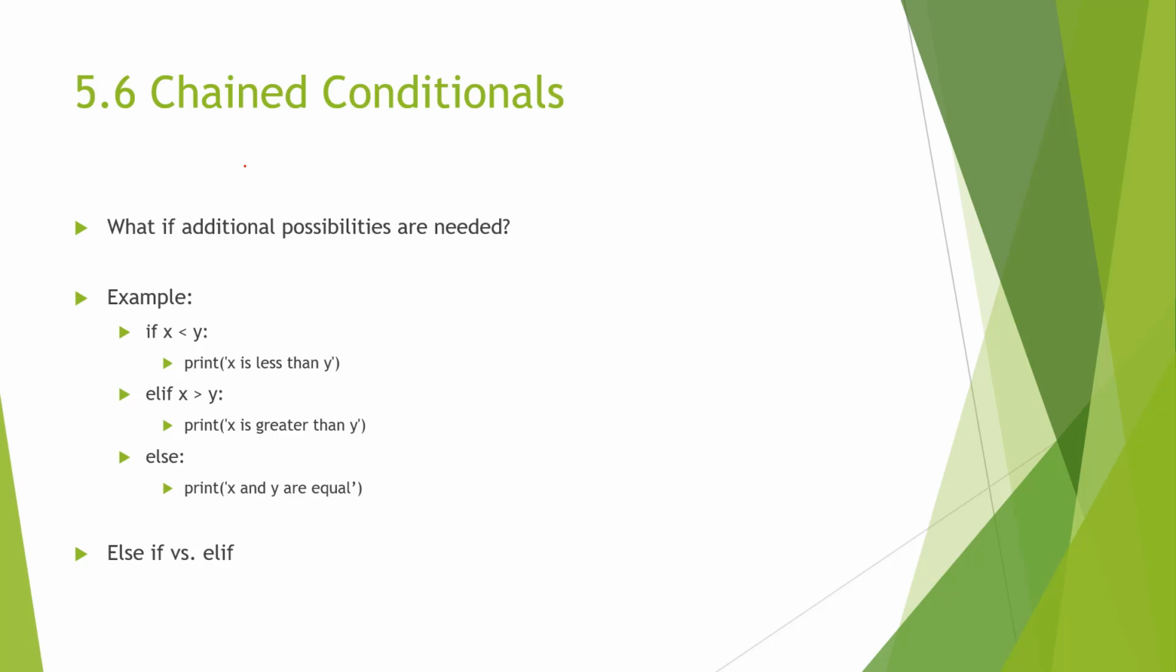So here is the example that I've given. If x is less than y, print something. Else if x is greater than y, print something. Else, print x and y are equal. So those are three different branches. Is x greater? Is y greater? Otherwise, they're equal.